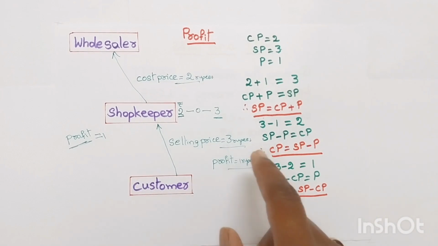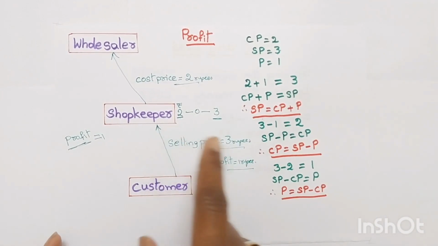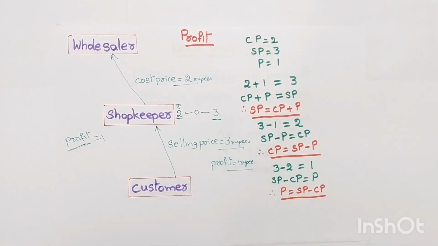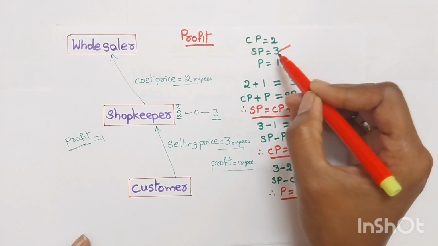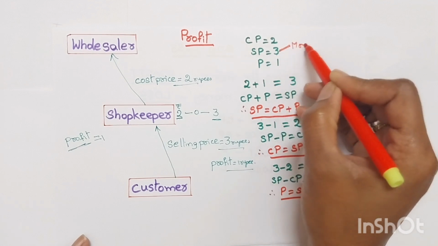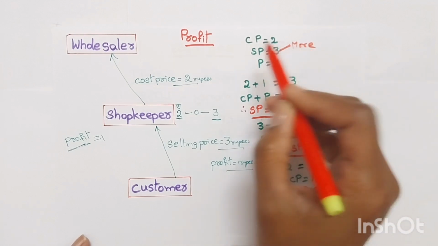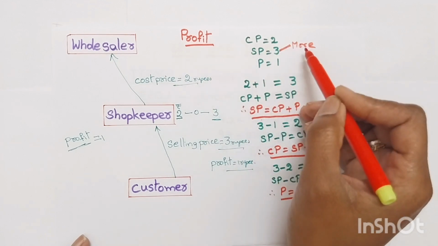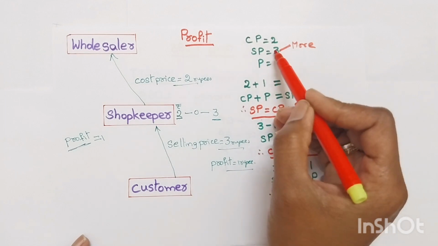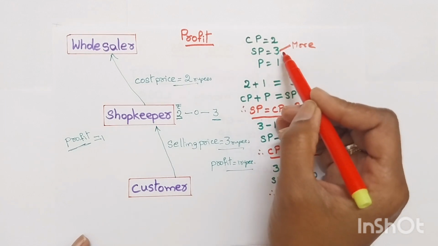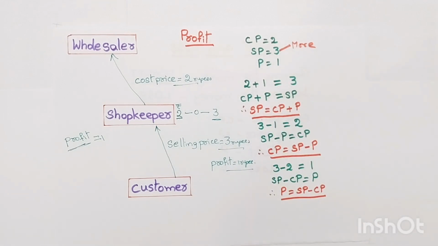Finally, in all these transactions and calculations, we got one idea. Selling price is more means profit. In other words, if profit is there, selling price will be more. That we need to keep in mind.